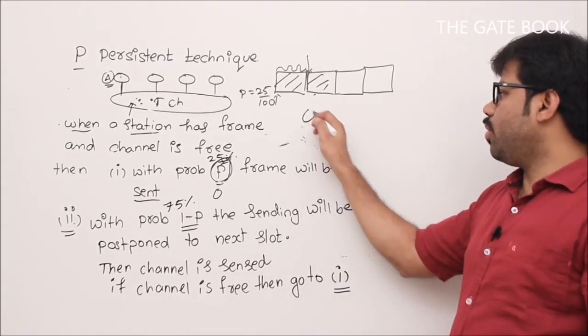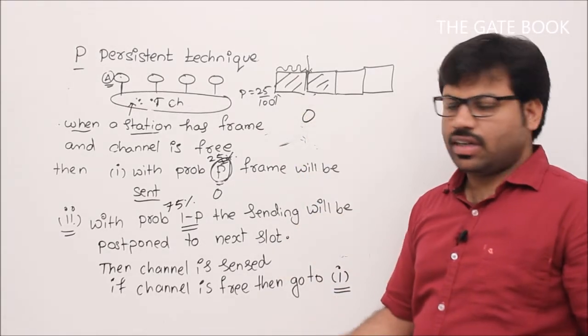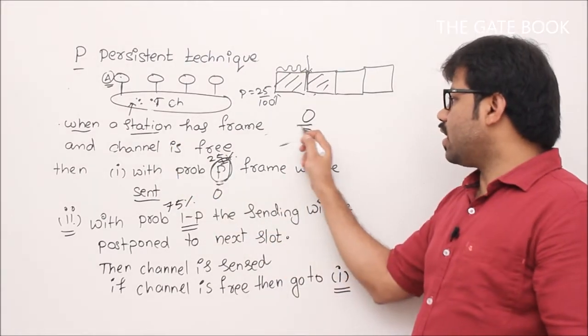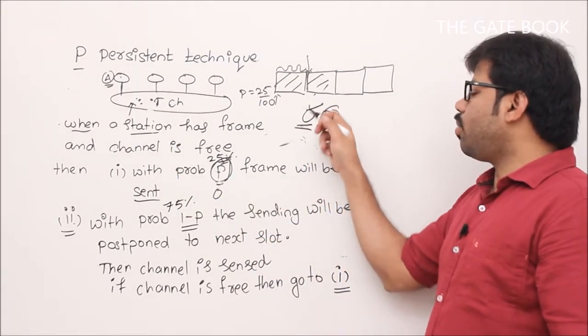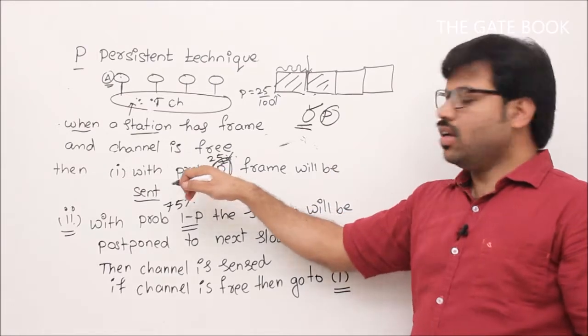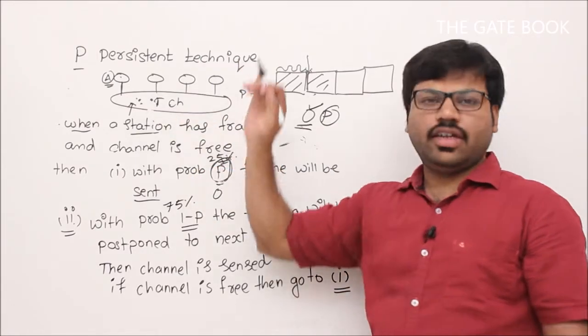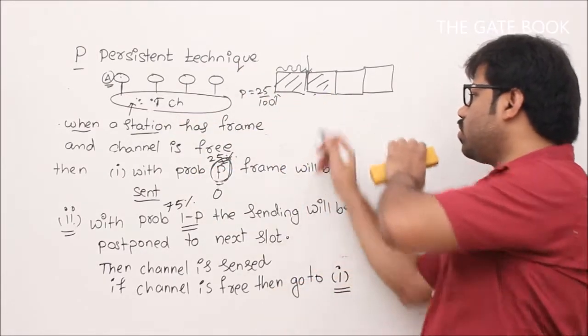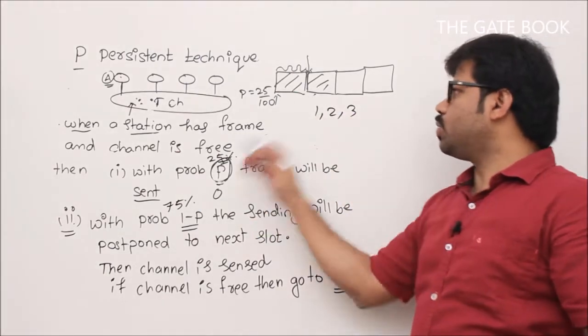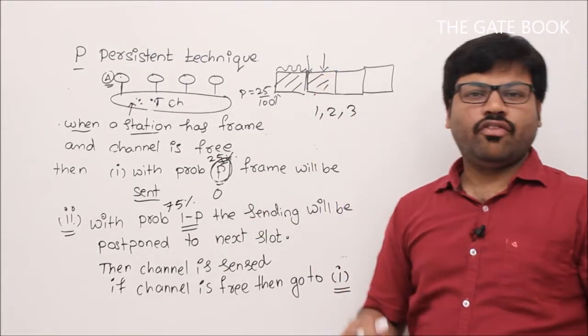What if the random number is 0? Then we assume that 0 coming is nothing but the probability P, correct? So that's why we simply send the data. What if 1 or 2 or 3 comes? Then postpone, go to the next slot. Wait for the next slot.